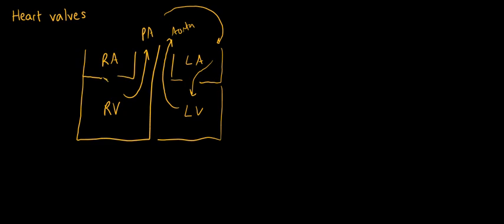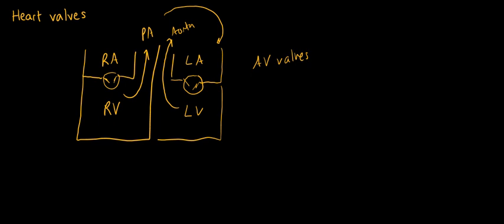And one of the set of valves that we have are called the atrioventricular valves, which run between the atrium and the ventricles. So these here, and this here, is called AV, atrioventricular valve, or valves. So what we need to be able to establish is when these valves open and close.